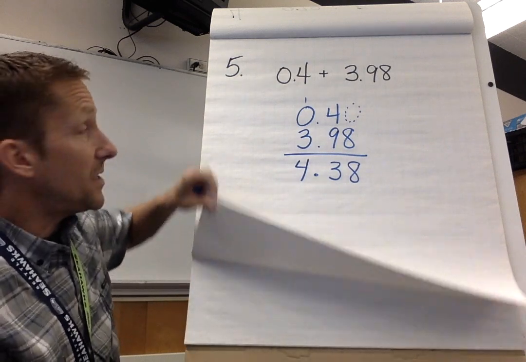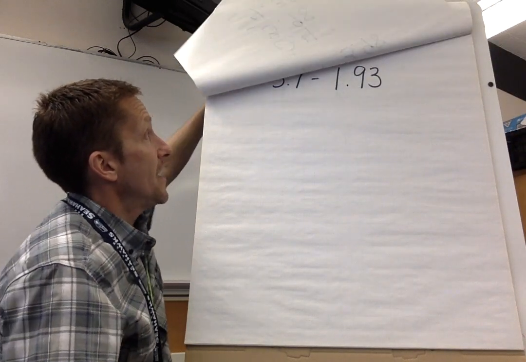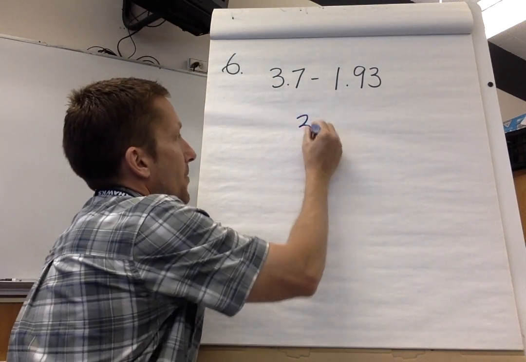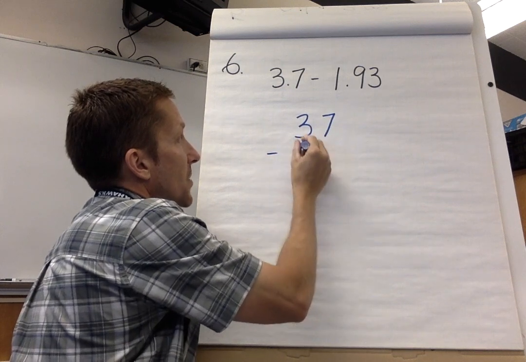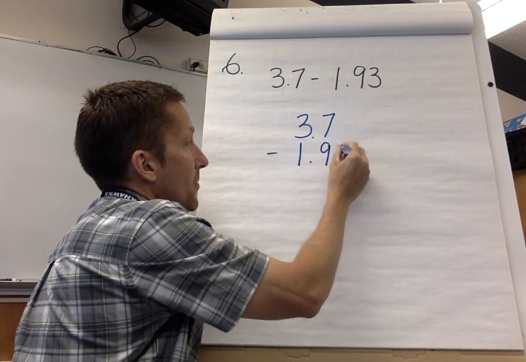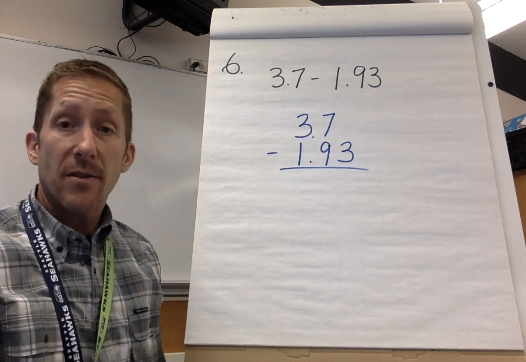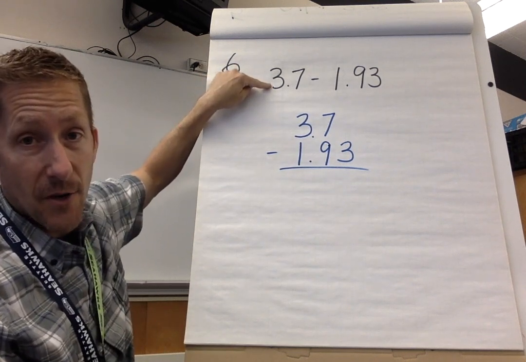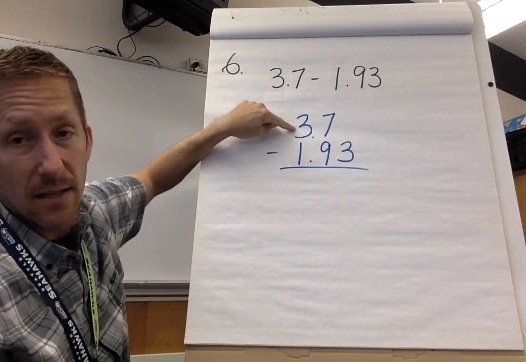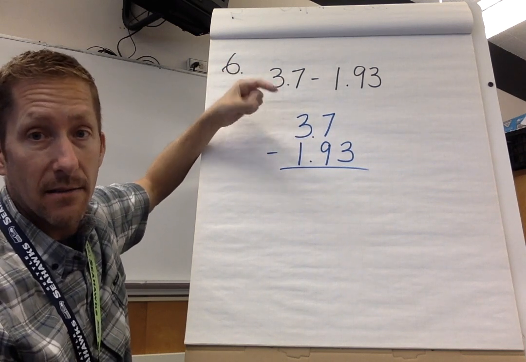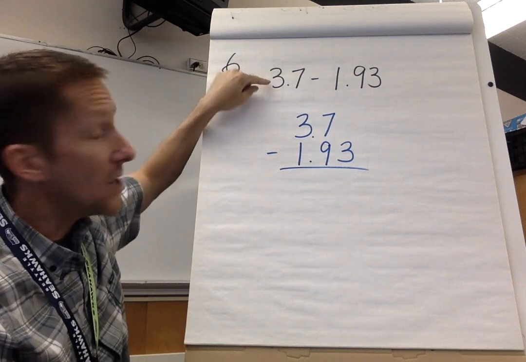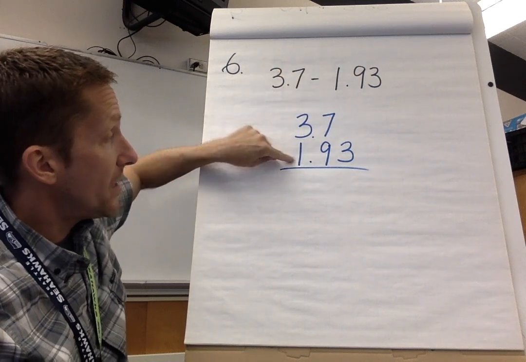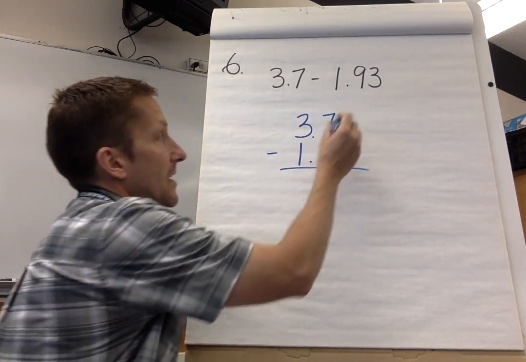Same strategy for number 6. It's subtracting decimals. I'm going to rewrite it. 3.7 subtract 1.93. Now, when you're subtracting, the order matters. 3.7, the first number, has to be on top. When you're adding, the order doesn't matter. Subtracting, it sure does. 3.7, take away 1.93, has to look like this.